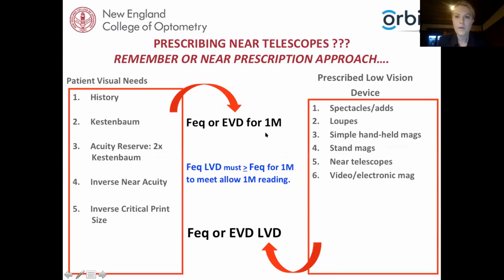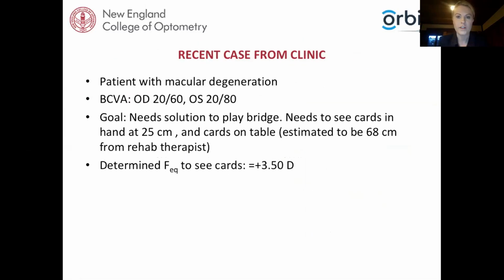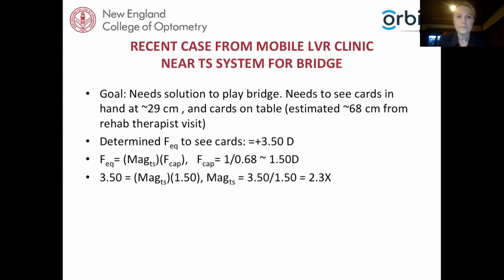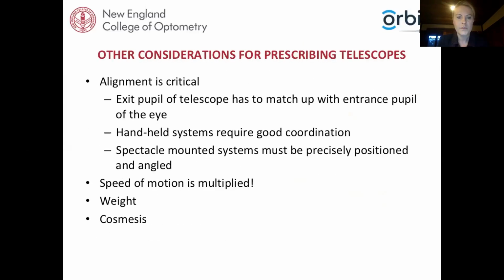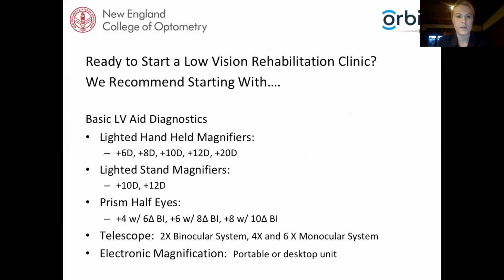So I want to end there so that we have time for questions. I did have a few tips about near telescope systems as well, but in general, I would say that in telescope systems, if you're going with a spectacle-based system, alignment is critical. In handheld systems, good coordination is critical for good alignment. And we have to consider weight and cosmesis when prescribing these things as well.